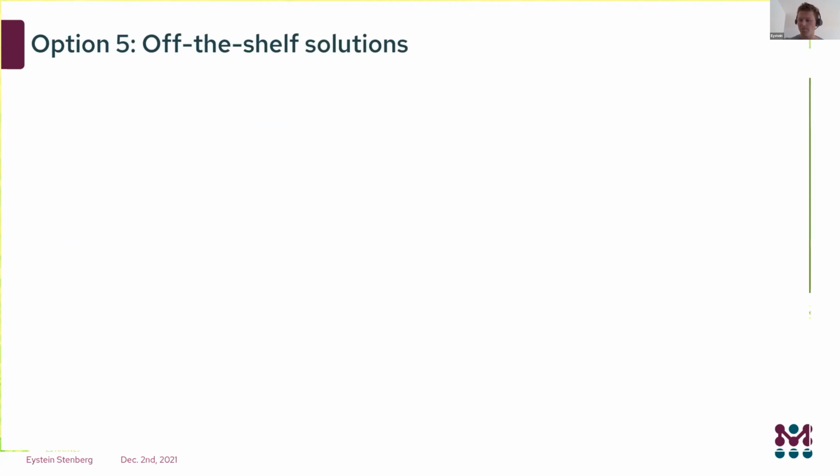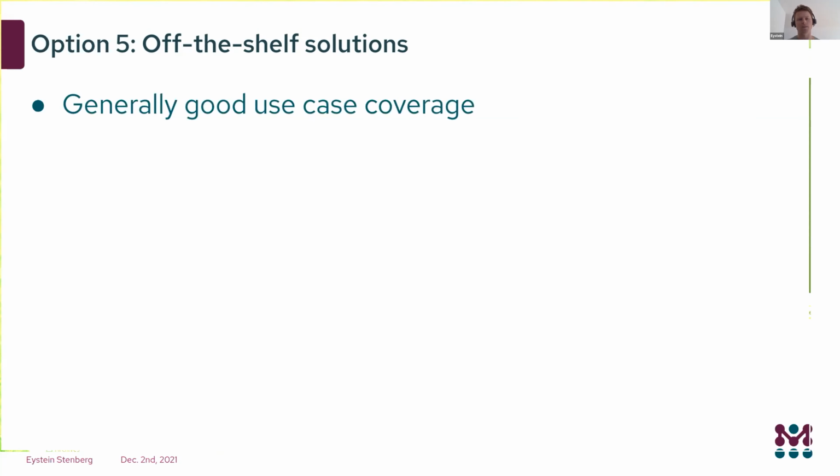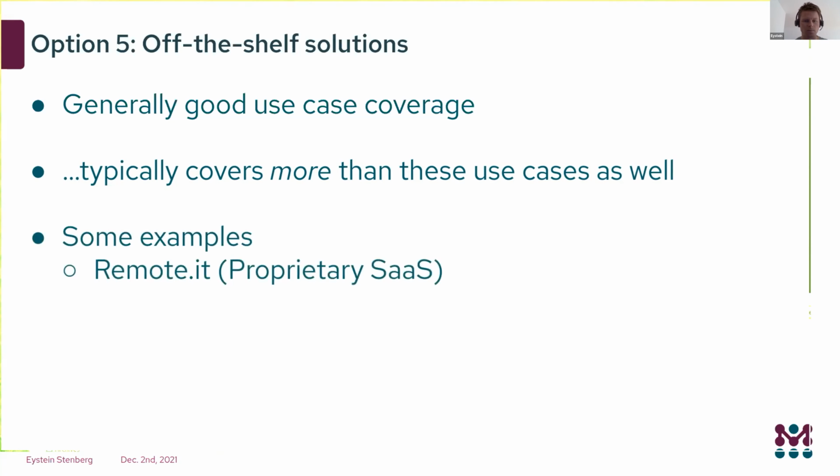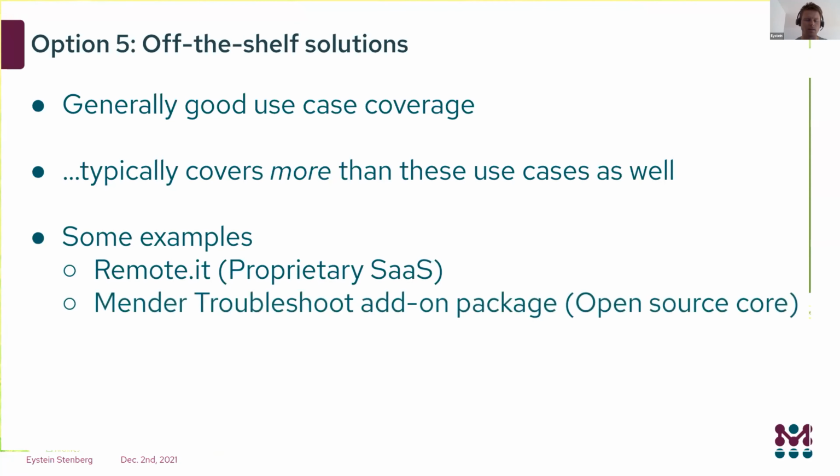Then the last option is off-the-shelf solutions. These are products that cover remote access. They have good use case coverage, probably more than what I mentioned earlier. Remote It was one we found, and Mender has a Troubleshoot add-on package as well that covers some of these use cases. But there are lots of them, so if you just Google for IoT remote access, you'll mostly get ads, but there are some products there as well.